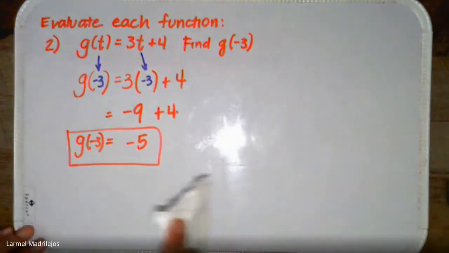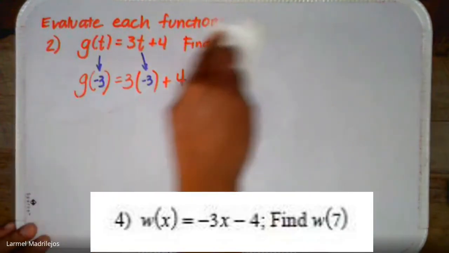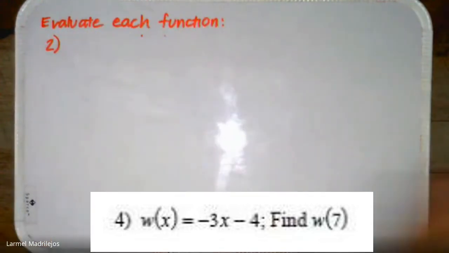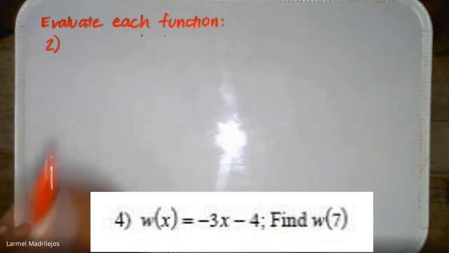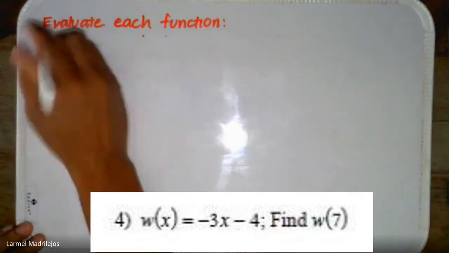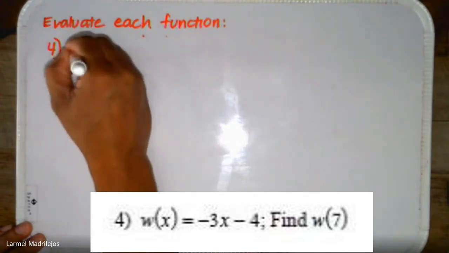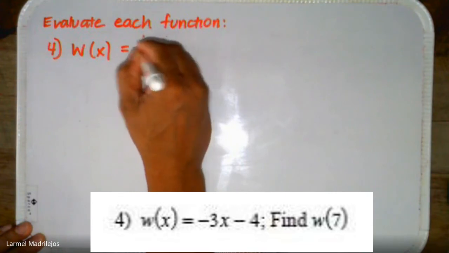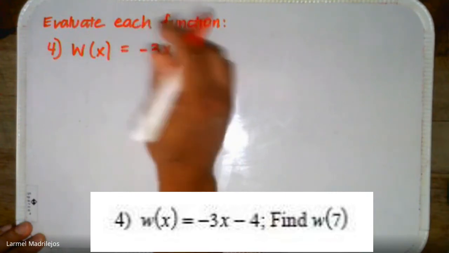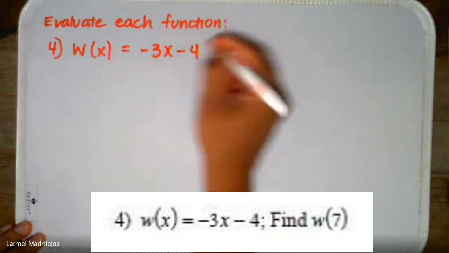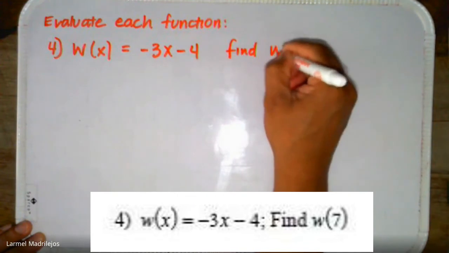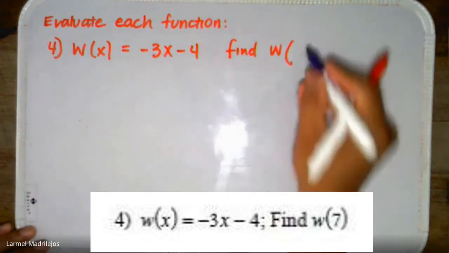Next question, question number 4. It says, evaluate w of x equals negative 3x minus 4. Find w of 7.